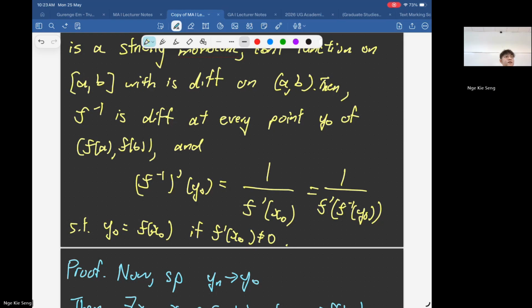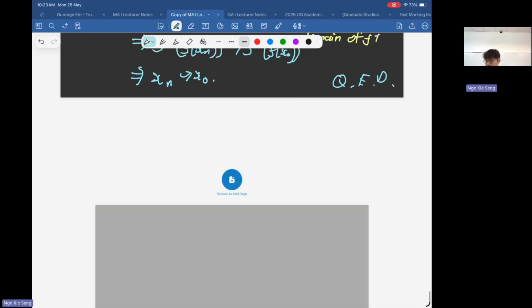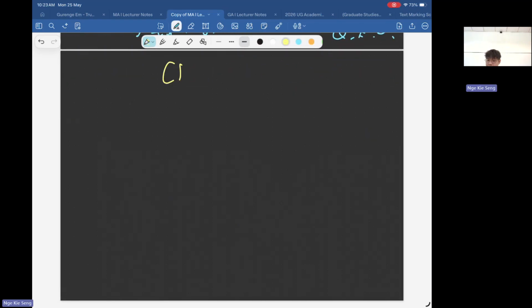Okay, let's continue. Let's continue with the chain rule. Can anyone recall what the chain rule is? What's the rule of chain? Differentiate the inner function. Okay, good. So there's something hiding inside something, right?